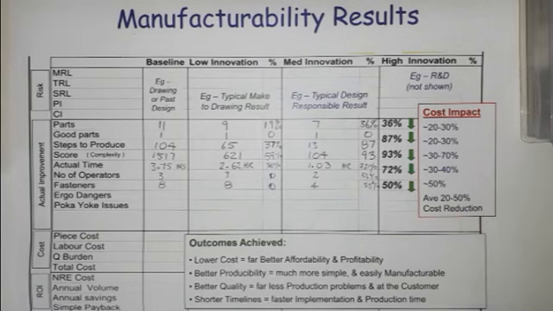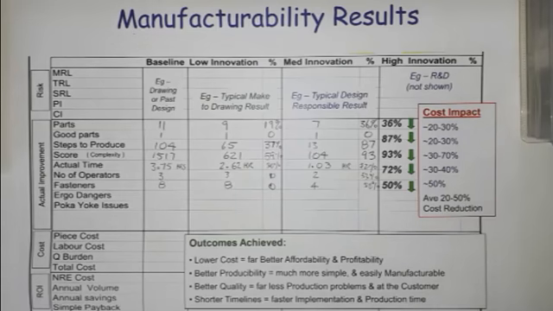If we now look at the next column, which we call low innovation, this is typically what a make-to-drawing result looks like. So if you're a make-to-drawing supplier, this is the column that reflects your results. So we've gone from 11 to 9, and that's because we've been able to consolidate some parts as we manufacture them. The number of steps to produce has gone from 104 down to 65.